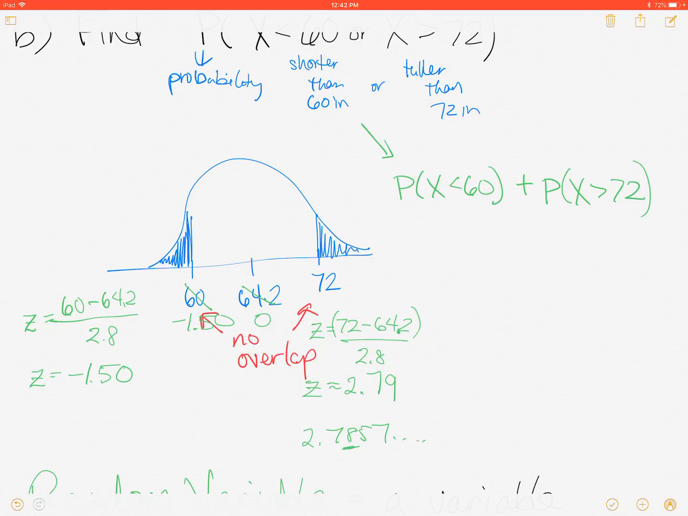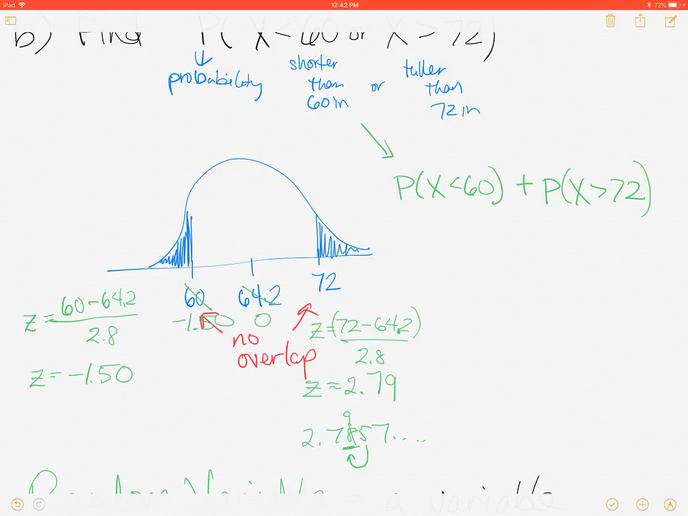2.7857... I want to round it here. Since this number is 5 or bigger, it pushes the 8 to a 9. So it's 2.79. Okay, so now I'm going to look up both of these numbers on my table. But actually, I'll show you a trick.